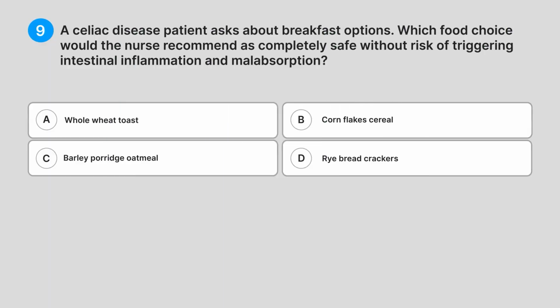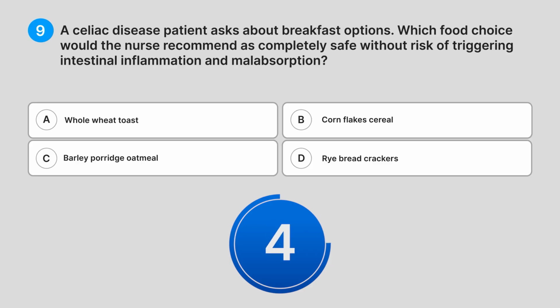9. A celiac disease patient asks about breakfast options. Which food choice would the nurse recommend as completely safe without risk of triggering intestinal inflammation and malabsorption? A. Whole wheat toast. B. Cornflakes cereal. C. Barley porridge oatmeal. D. Rye bread crackers. Can you guess the answer?